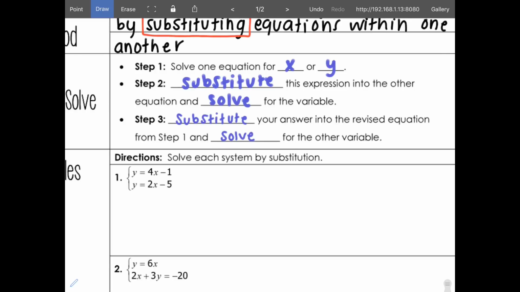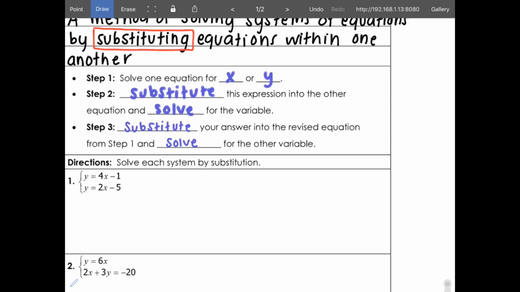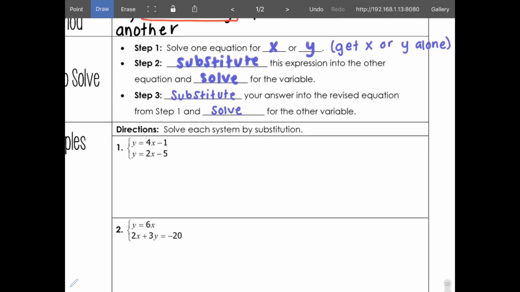Okay, so let's start. We're going to try number one, and we're going to start with step one. Solve one equation for x or y. In this case, both equations are solved for y, and that's okay. We need at least one equation to have one of the variables alone. I'm also going to say in parentheses, get x or y alone. That's what that means. In this case, y is alone, so we're good with step one.